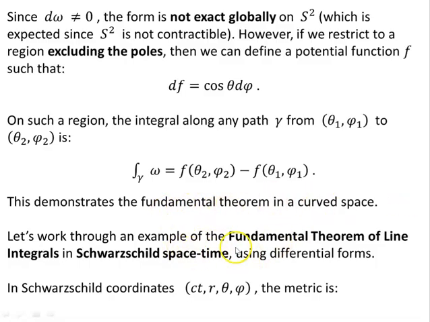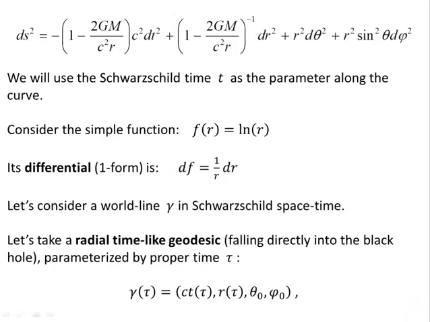Now let's work through an example of the fundamental theorem of line integrals in Schwarzschild spacetime using differential forms. All right, so in Schwarzschild coordinates, we have ct, r, theta, phi. The metric is this object here. All right, and we'll use the Schwarzschild time t as a parameter along the curve. So let's consider a simple function f of r equals the natural log of r.